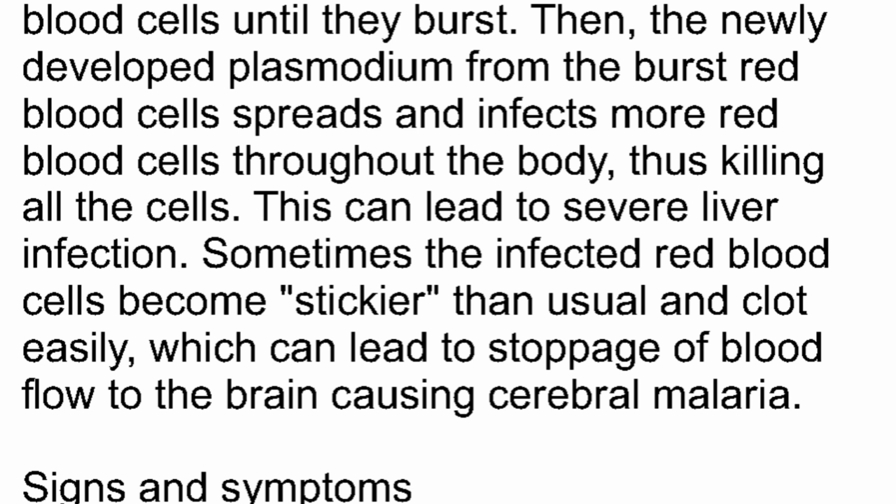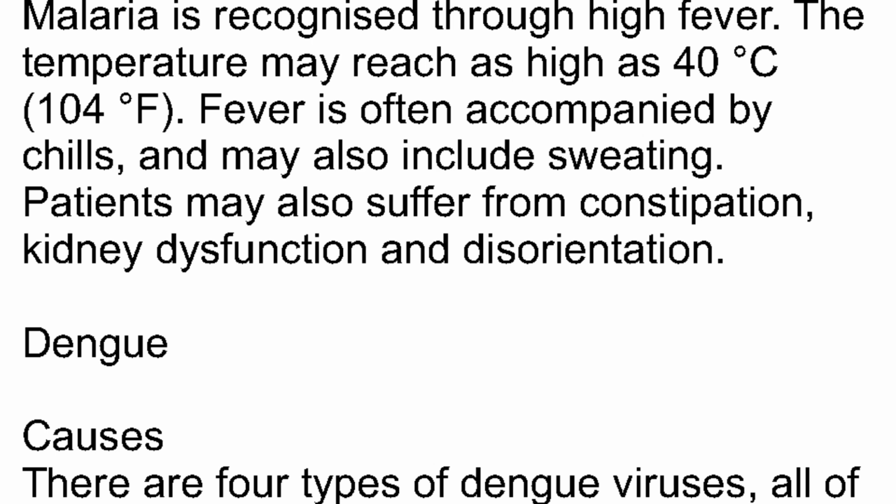This can lead to severe liver infection. Sometimes the infected red blood cells become stickier than usual and clot easily, which can lead to stoppage of blood flow to the brain, causing cerebral malaria. Signs and symptoms. Malaria is recognized through high fever. The temperature may reach as high as 40 degrees Celsius, 104 degrees Fahrenheit. Fever is often accompanied by chills and may also include sweating. Patients may also suffer from constipation, kidney dysfunction, and disorientation.